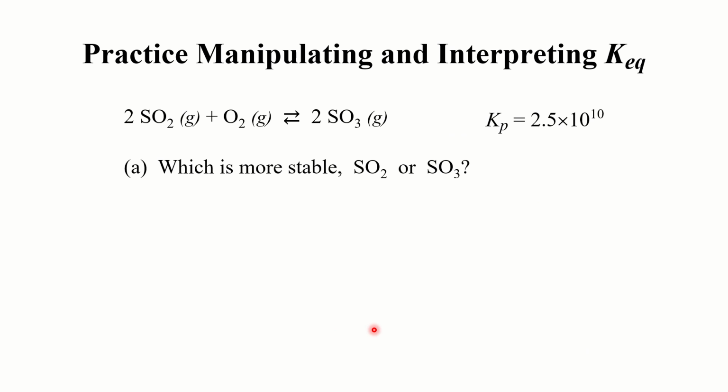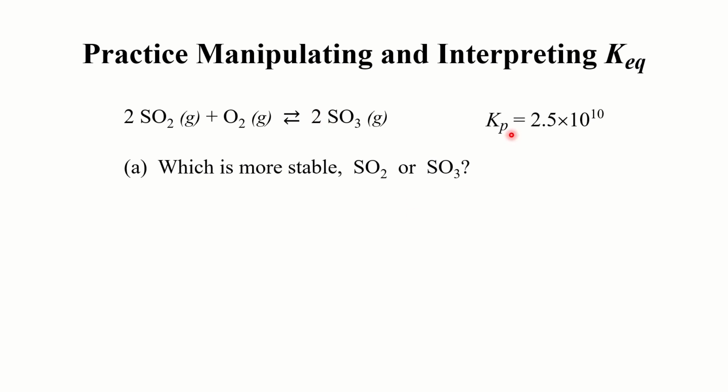All right, I'm going to show you real quick a little bit of practice on how we can manipulate and then interpret these values. So first question, you are given a chemical reaction here, and you're given a Kp value of 2.5 times 10 to the 10th power. Which is more stable, SO2 or SO3? So how do we answer this question?